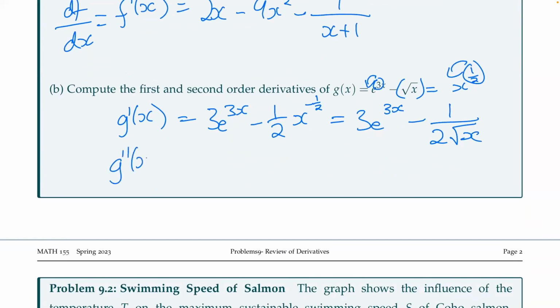Second derivative, we just do exactly the same process again, but with this new function. So we're going to have 9 e to the 3x because this 3 comes out the front again. We have a minus a half, which comes out the front here, times minus a half, so we get plus a quarter of x. Reduce this power by 1, minus 3 over 2. Did you get that one right?